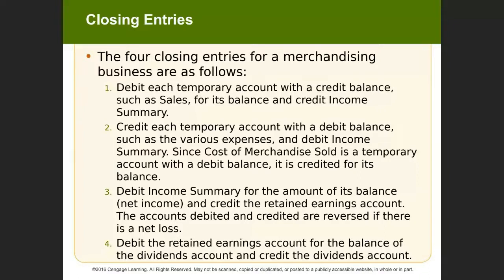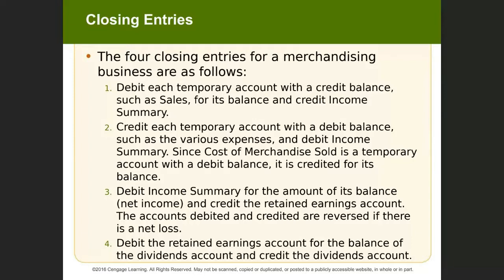So there are 4 closing entries for a merchandising business. We debit each temporary account with a credit balance, such as sales, for its balance, and then we'll credit the income summary. We'll credit each temporary account with a debit balance, such as the various expenses, and debit the income summary. Since the cost of merchandise sold is a temporary account that has a debit balance, we're going to credit that account to zero that out because it's a temporary account.